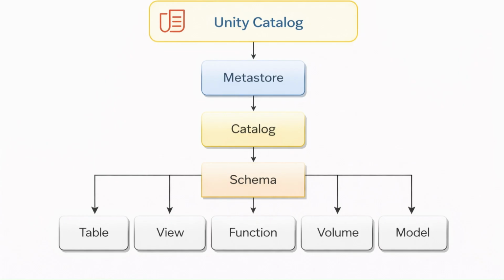This hierarchy is important because governance in Databricks is applied from top to bottom. And this structure is what enables fine-grained access control, lineage, and auditing. Now that we understand this hierarchy, let's see what fine-grained access control actually is.